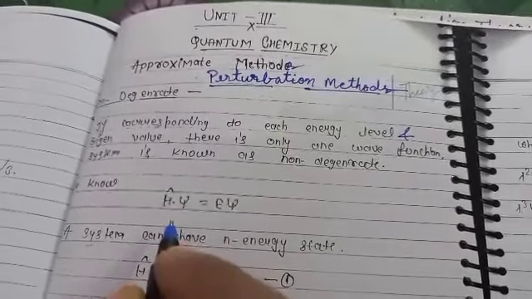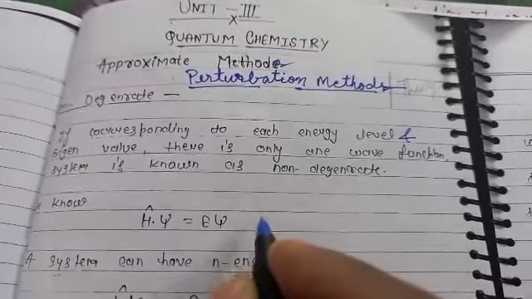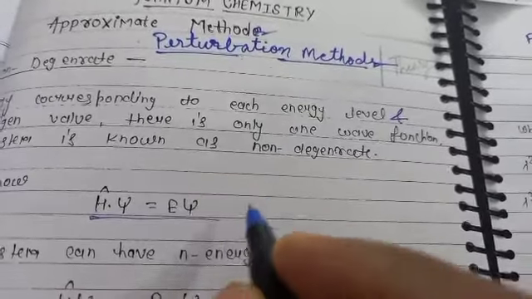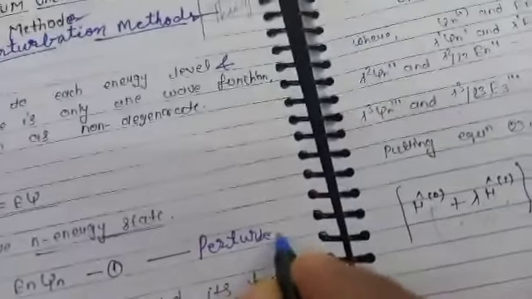As in the previous lecture, we have discussed the Schrodinger wave equation for a perturbed system, H psi equal to E psi. A system can have an energy state, so it can be written as H psi n equal to E n psi n. This is the Schrodinger wave equation for a perturbed system.